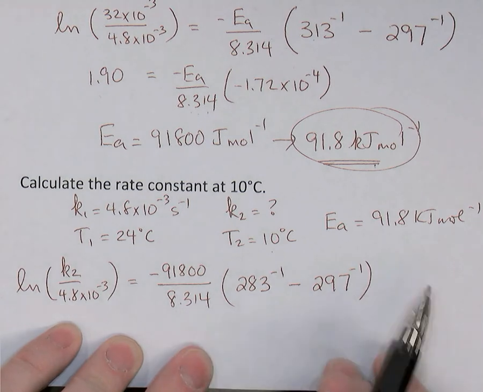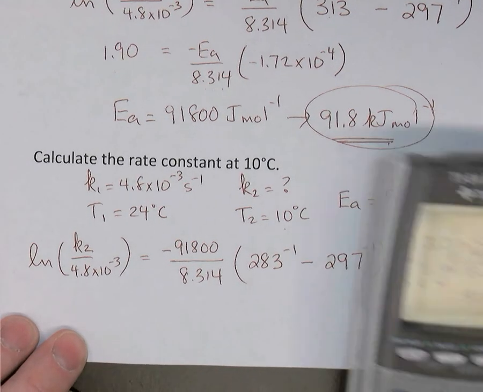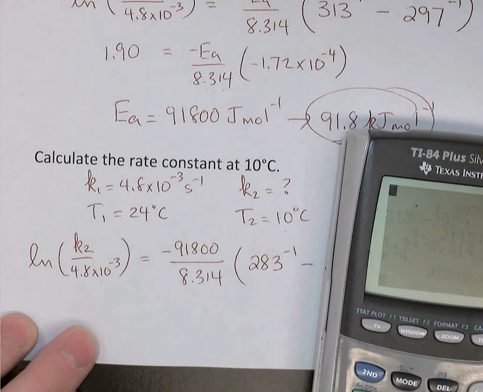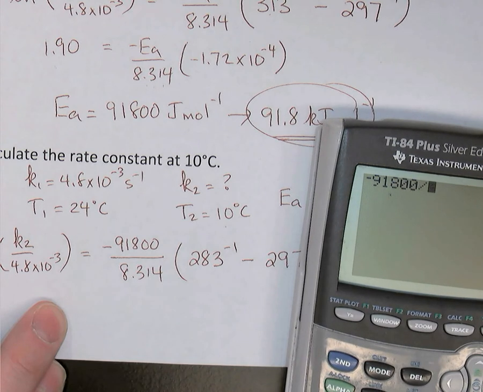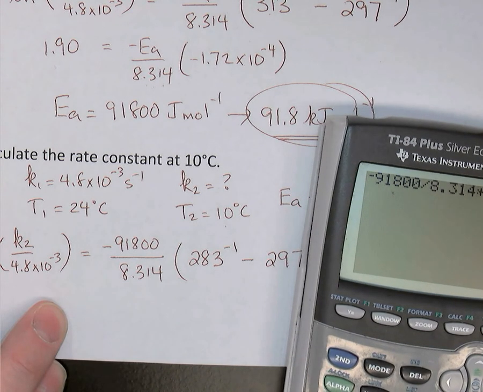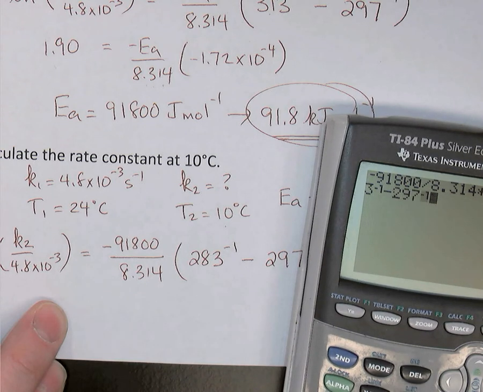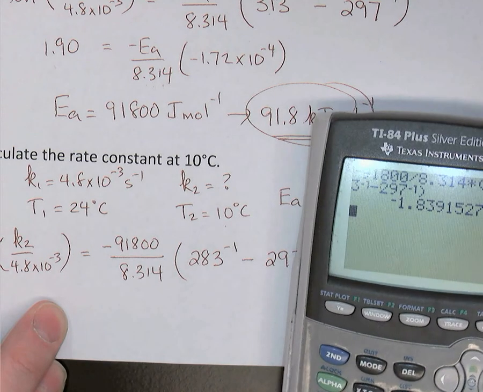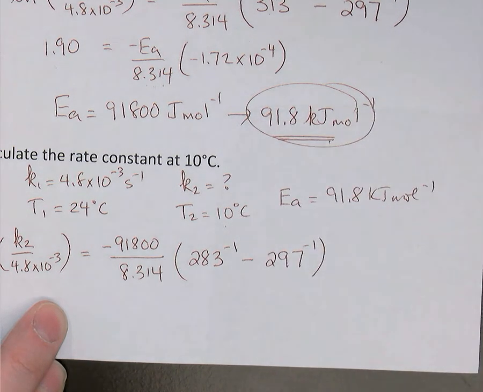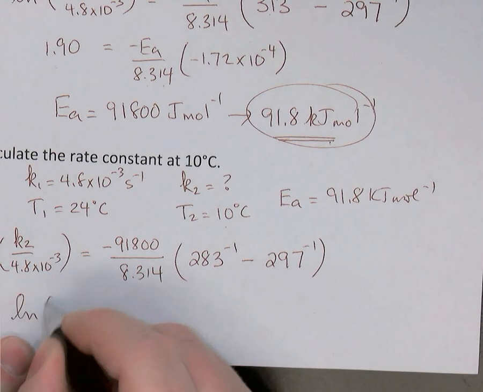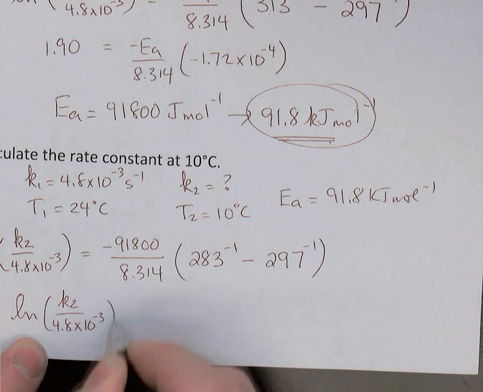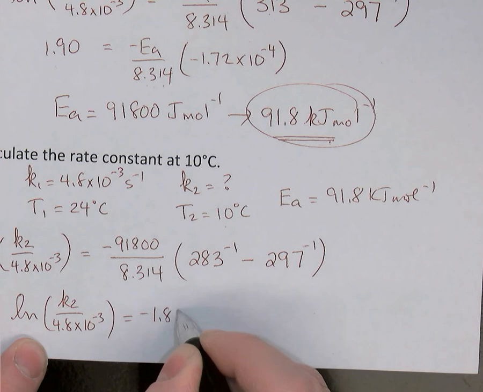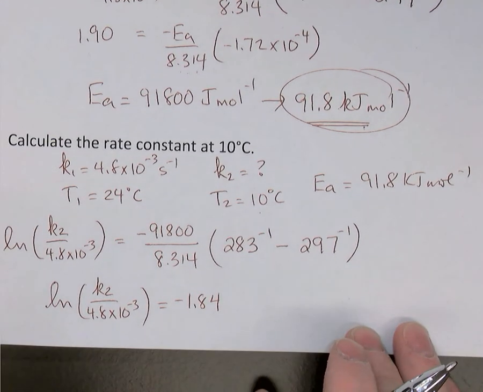Now notice everything on the right can just be evaluated. It's just numbers, so let's grab a calculator and do that. So we have negative 91,800 divided by R times bracket 283 reciprocal minus 297 reciprocal equals negative 1.84. So we get the natural logarithm of K2 over 4.8 times 10 to the minus 3 is equal to negative 1.84. Now please be careful here.